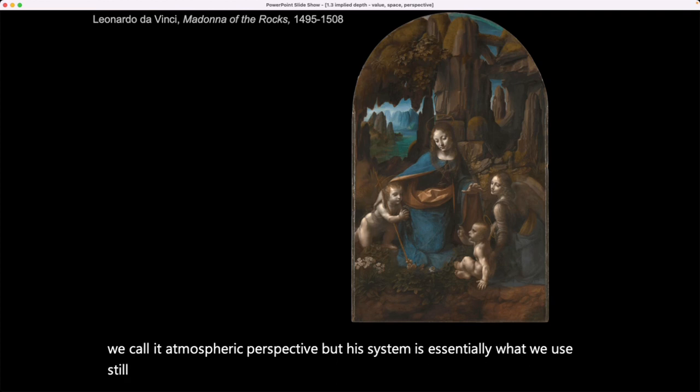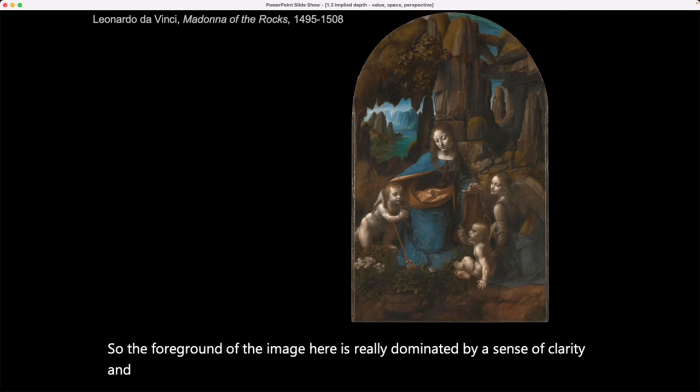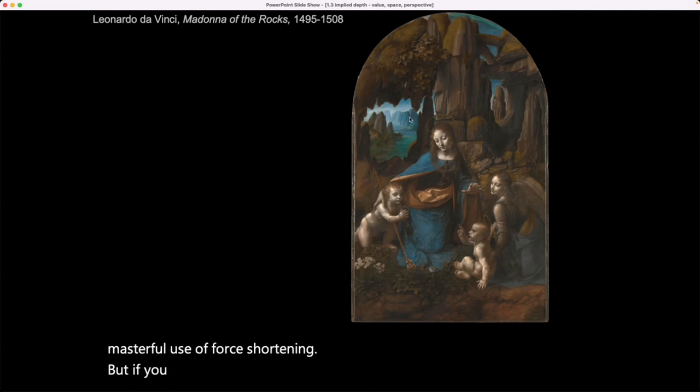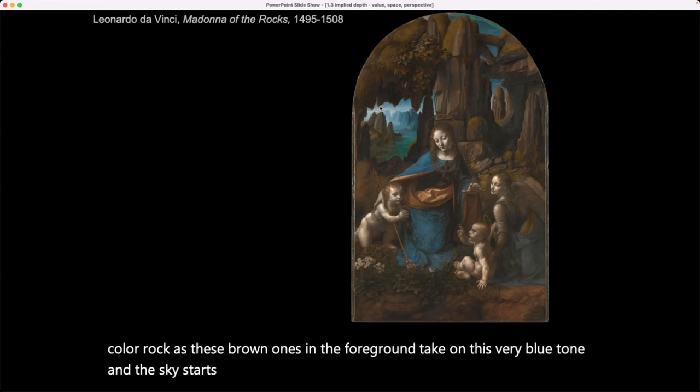And so the foreground of the image here is really dominated by a sense of clarity and precision. We have this stark contrast between light and dark, as well as a masterful use of foreshortening. But if you notice, the distant mountains here, which we assume are the same color rock as these brown ones in the foreground, take on this very blue tone, and the sky starts to lighten as it reaches the horizon.